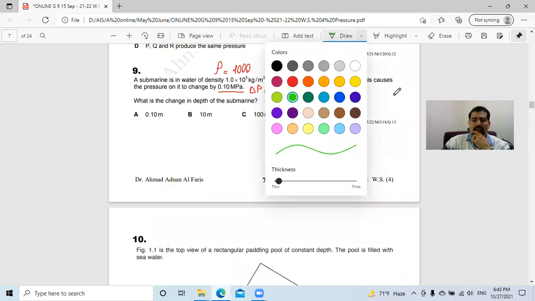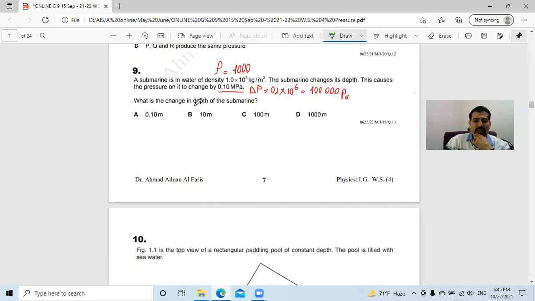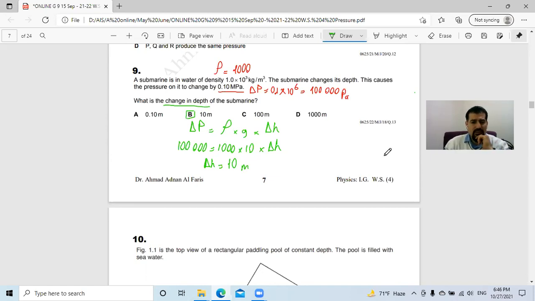What do they ask? They ask what is the change in the depth, so delta H. The difference in pressure equals density, which doesn't change, times gravity times the change in depth. So 100,000 equals 1,000, the density of the water, multiplied by 10, multiplied by delta H. Dividing by 10,000, delta H equals 100,000 divided by 10,000, which is 10 meters. So the answer is B. Good so far?